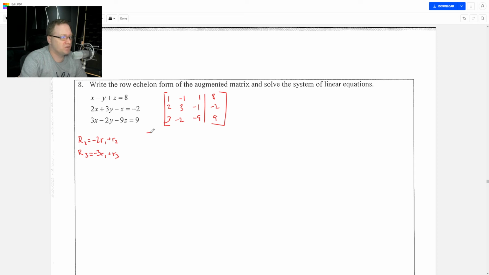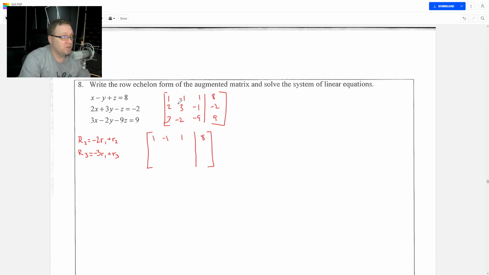All right? So now I'm going to do these as much as possible in my head so I don't have to write everything out. Now you might want to write everything out. That's fine. So row 1 is not going to change. We're going to have 1, -1, 1, and then 8 here. Boom. All right, now row 2.